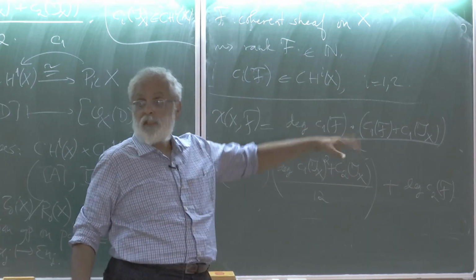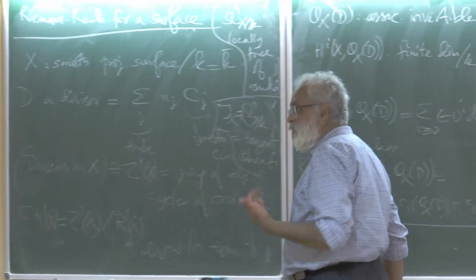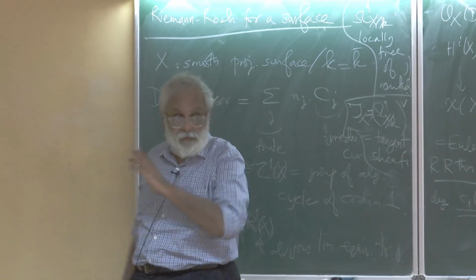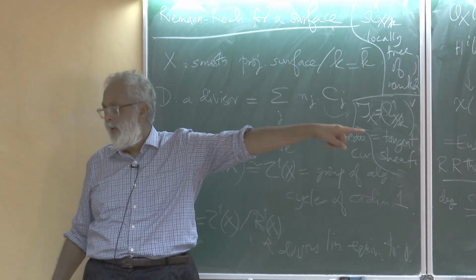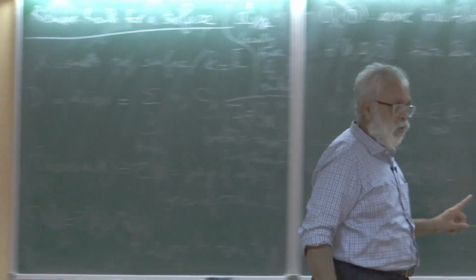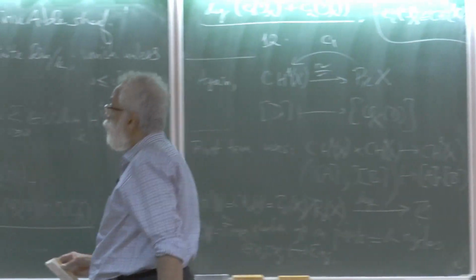All the possible intersections you could think of. You have C1 of the tangent sheaf, C2 of the tangent sheaf. You have C1 F, C2 F. You have rank F. Every possible one is there. Every possible intersection I could form to get a zero cycle, there's a term, with some coefficients. That's Riemann-Roch for a surface.